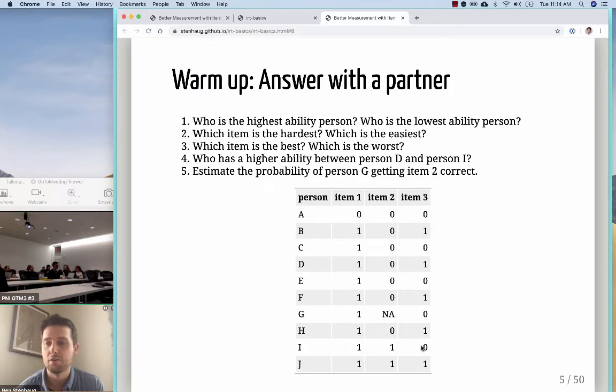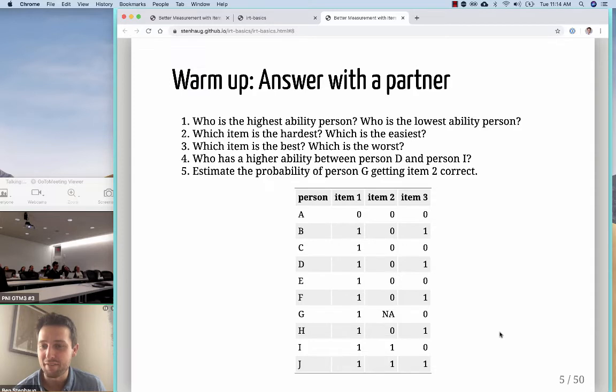And I like how you brought in the idea of guessing, because when we're building an item response model, it's going to be an important thing for us to capture. I like framing this question as them arguing over who's better, and then person D saying to person I, hey, you probably guessed item 2 right, or vice versa.